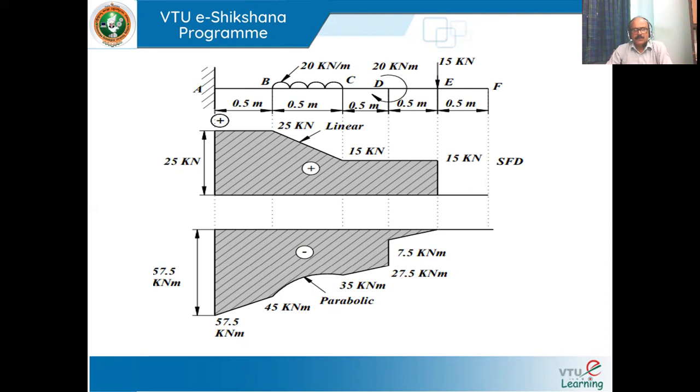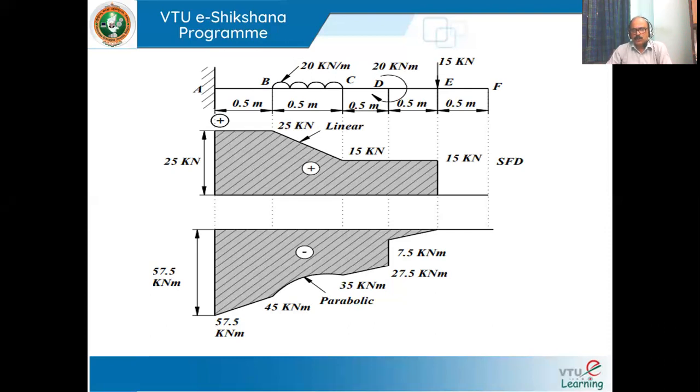So again, with reference to the reference line considered, below that at point C, we have to mark it to the scale or as a proportionate sketch, that is 35 kilonewton meter. Then bending moment at B. To find out the bending moment at B, again, we have to consider all the clockwise and counterclockwise moments acting to the right of B.